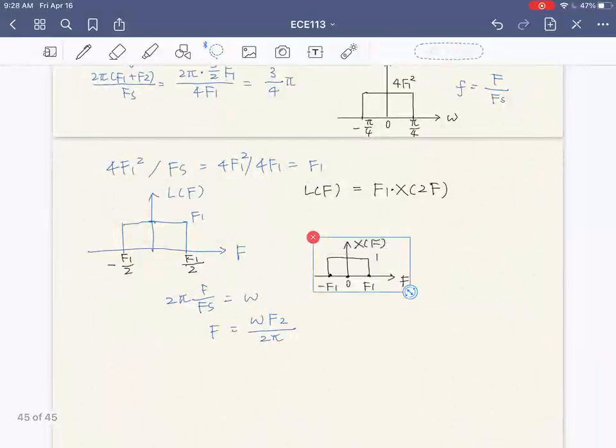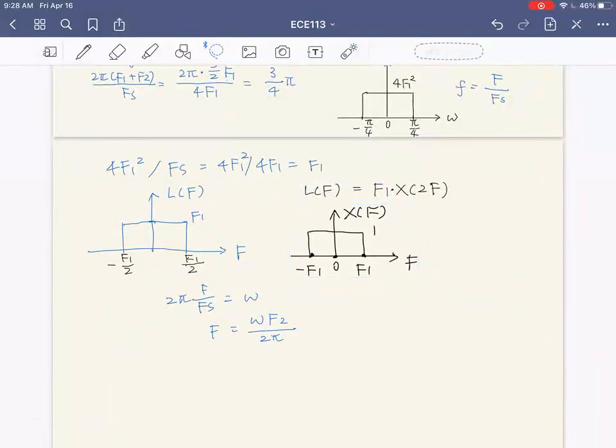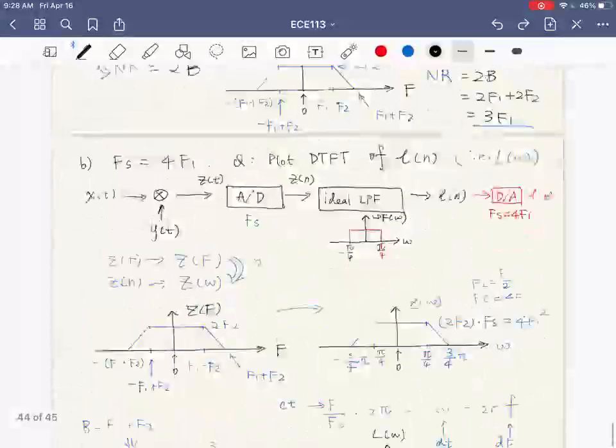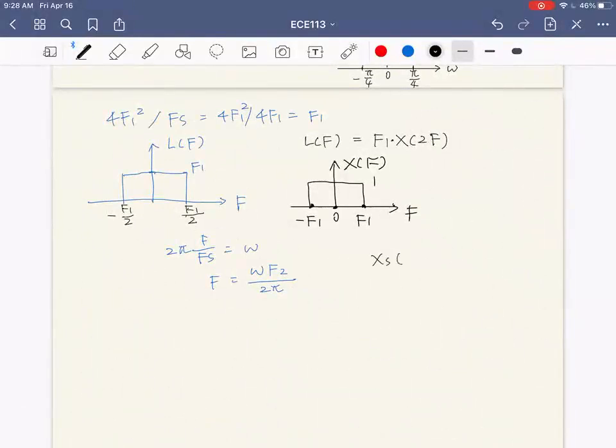And let's compare these two spectrums. You see that they have the same shape, right? But the size of the window is different, and the height of the window is also different. So we use f1 to indicate the change of height from 1 to f1. And we add a 2 here, x of 2f, to indicate that the window shrank by a factor of 2. Does it make sense? I see. Thank you. Great. So hopefully this question will help you understand the relationship between this and our DTFT.